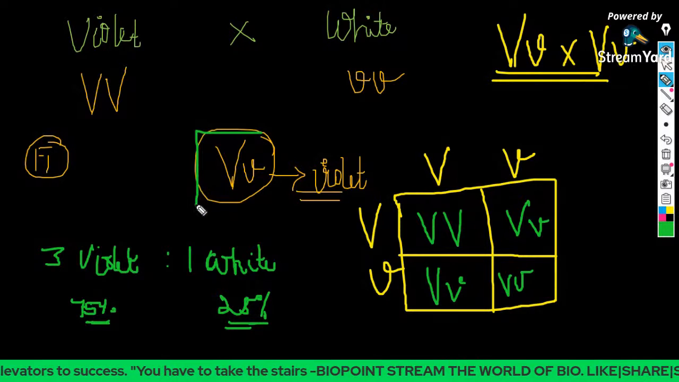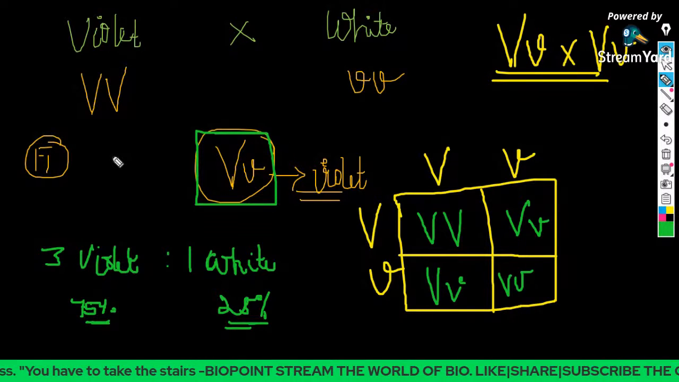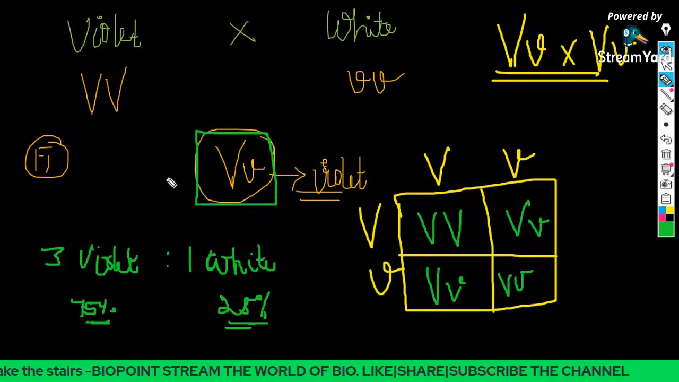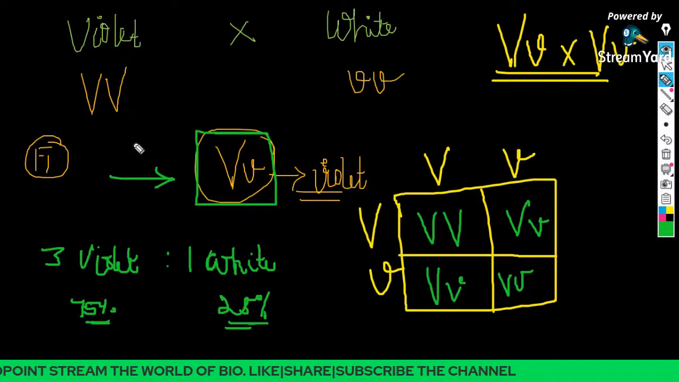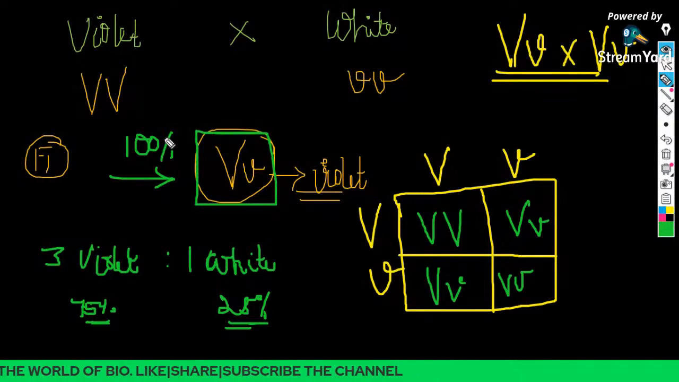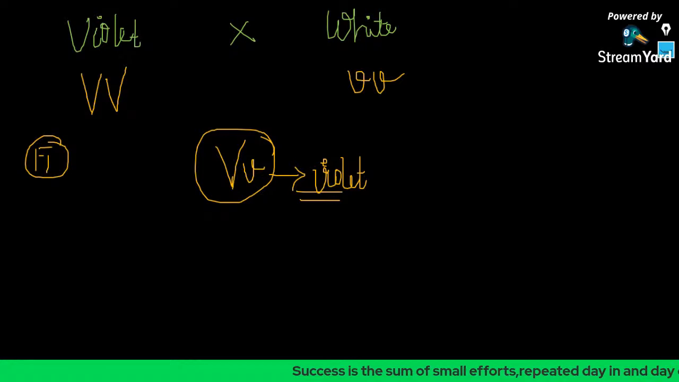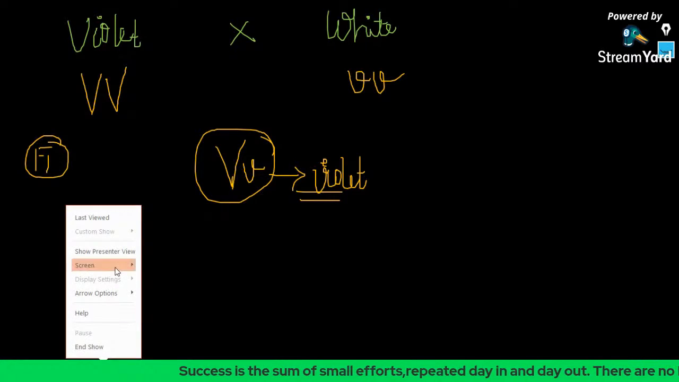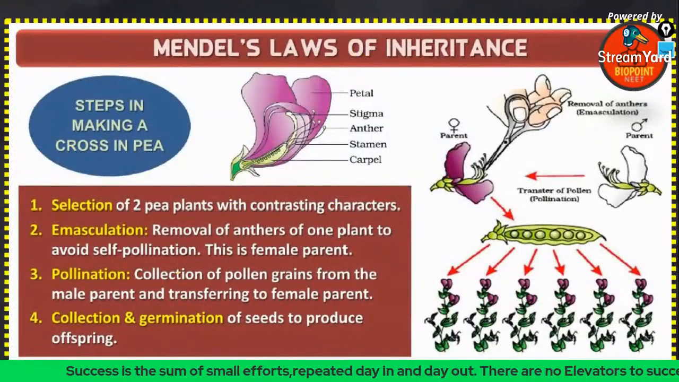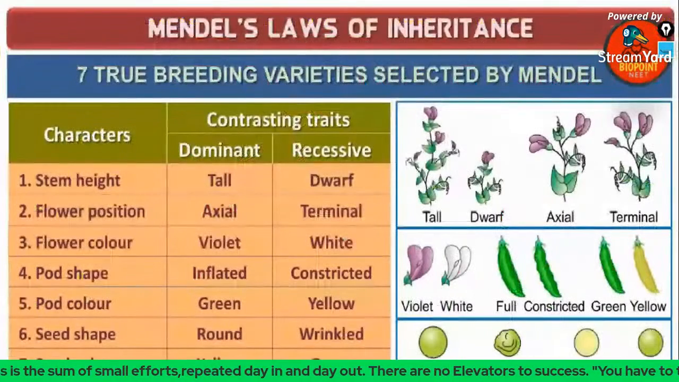Whereas for the F1 progeny, if the question asks about the F1 progeny, then the F1 progeny is 100% like the dominant parent or one of the parents only. Is that clear? That's all about Mendel's laws of inheritance.